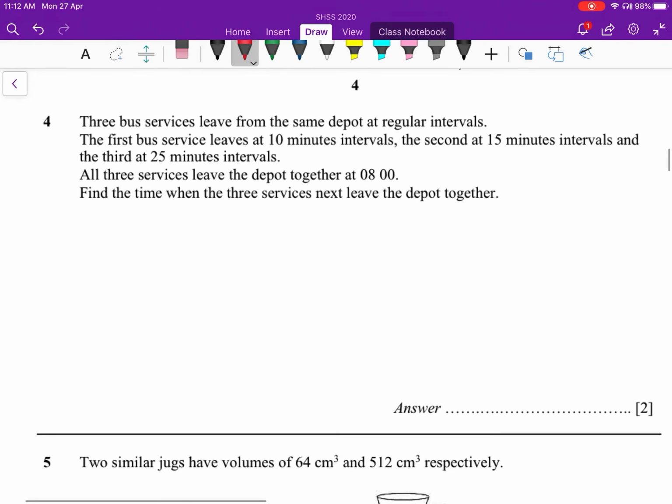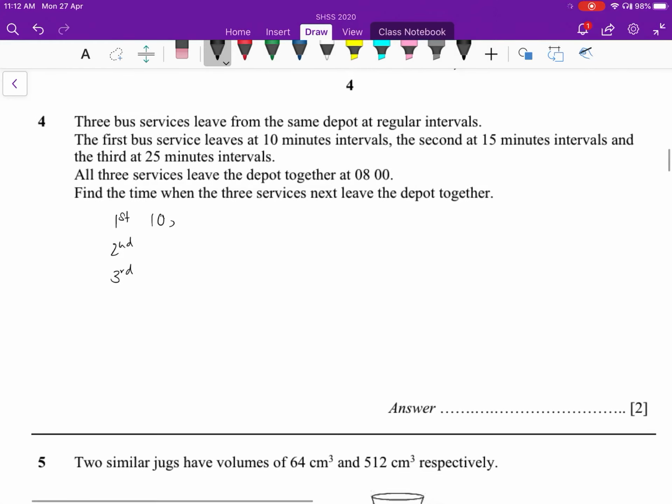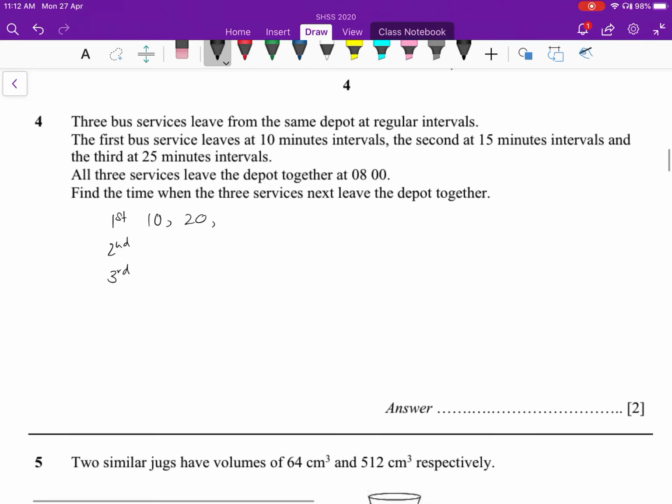Question number 4. 3 buses leave from the same depot at regular intervals. First bus leaves at 10 minutes intervals, second 15 minutes intervals, and the third at 25 minutes intervals. Now what it means is that the first bus, second bus, third bus, 10 minutes intervals means 10, 20, 30, 40, 50, so on and so forth.